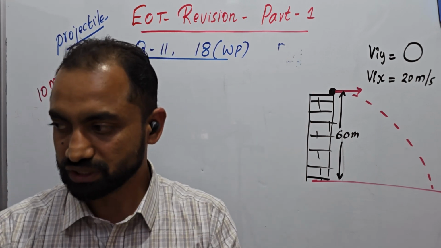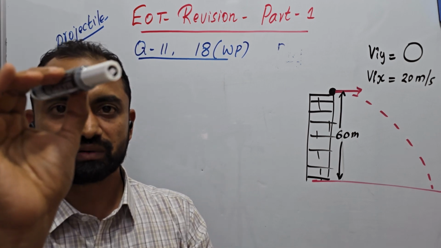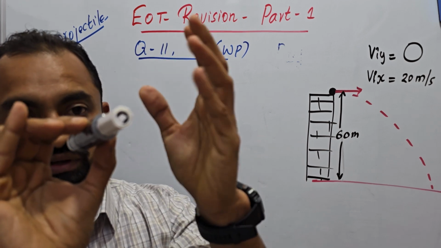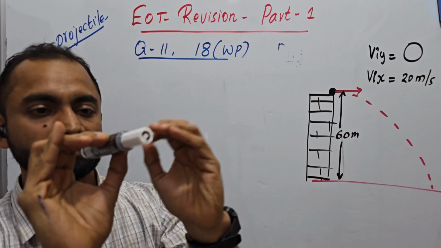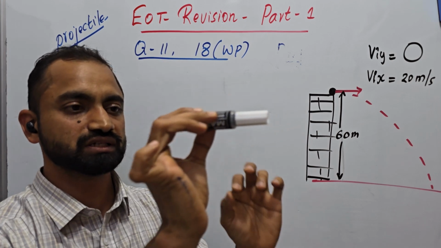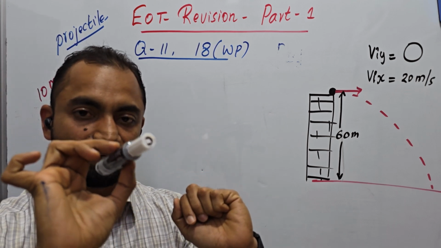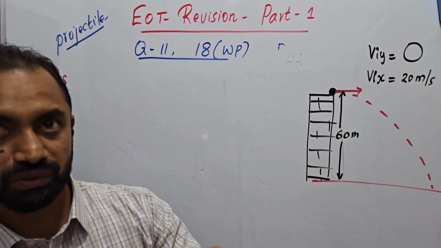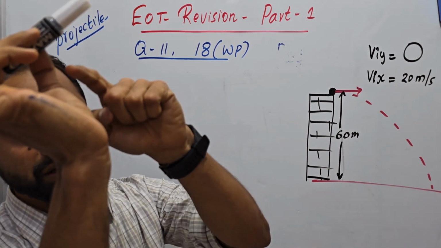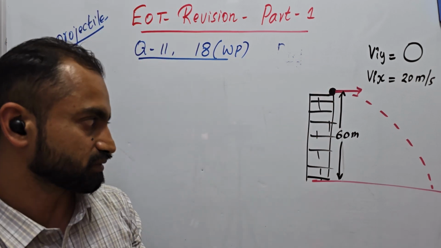For example, your name is Amina, so Amina is throwing this marker. What is the initial velocity of the marker? The velocity Amina is giving, how much velocity is Amina giving to the marker? If she is giving velocity only in the horizontal direction, it will have initial velocity only in the horizontal direction. If she is throwing this at an angle, between horizontal and vertical, then it will have velocity in the horizontal direction and in the vertical direction.